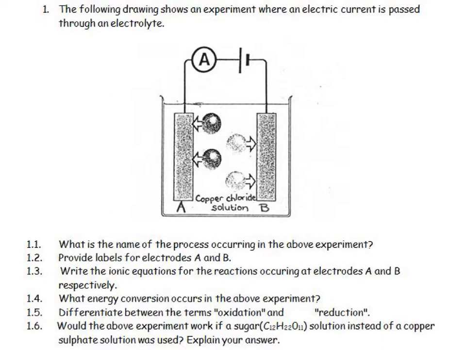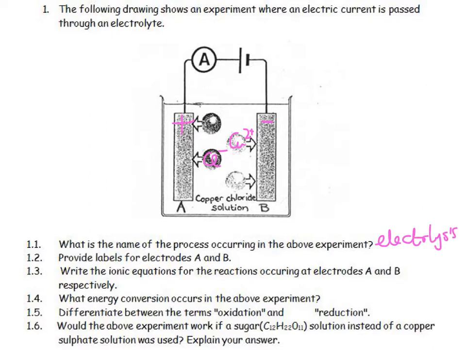If you just unpack it a little bit, the long electrode is the positive one. Sorry, let me rephrase that. The one connected to the long side is positive, and this is negative, which means that this will be attracting the chloride minus ions, and this would be attracting the copper 2 plus ions. What is the name of the process? This is electrolysis.